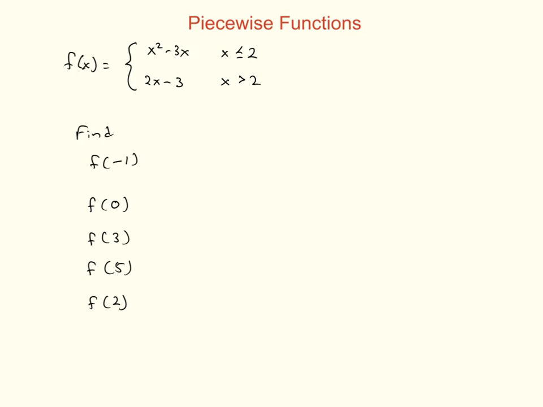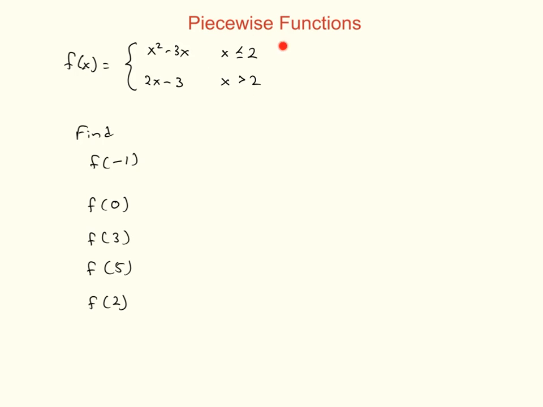Now, the last thing we need to do is deal with what are called piecewise functions, or functions that are defined in pieces. In this case, you'll notice I have f of x is equal to x squared minus 3x when x is less than or equal to 2, and it's equal to 2x minus 3 when x is greater than 2. Now, what happens with this?